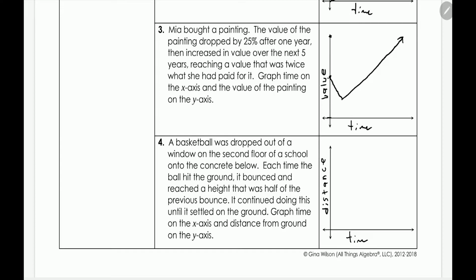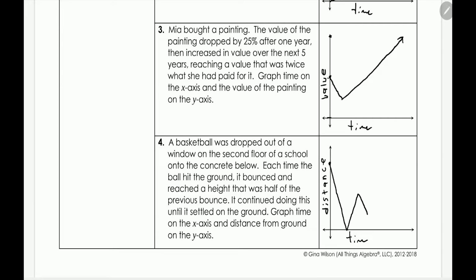Okay? So, if we drop a basketball specifically, out of a 2-story building, obviously the distance from the ground is going to be very high. And it's going to fall to the ground. And then we have the condition that it bounced and reached a height that was half the previous bounce. So that means it's going to bounce up until it's about halfway, half the distance of whatever the last bounce was.